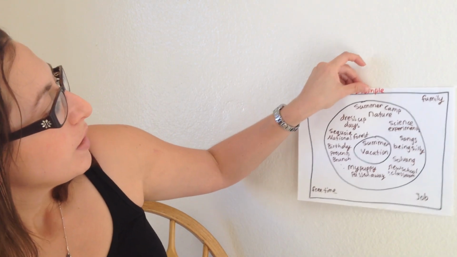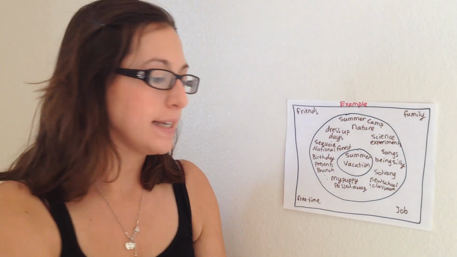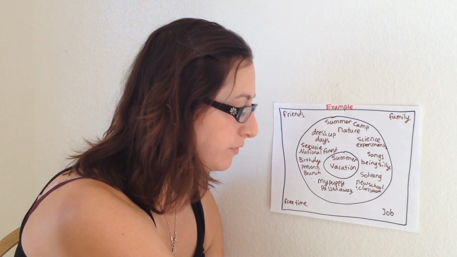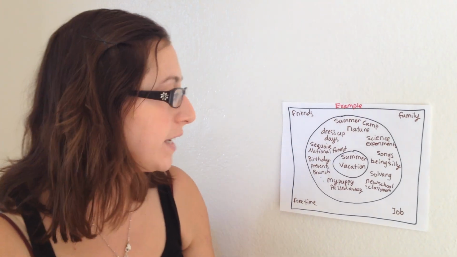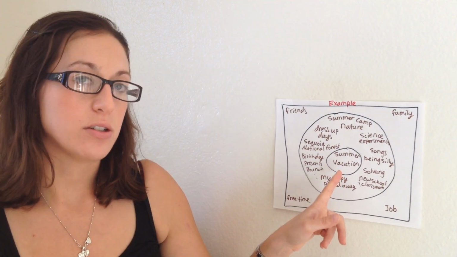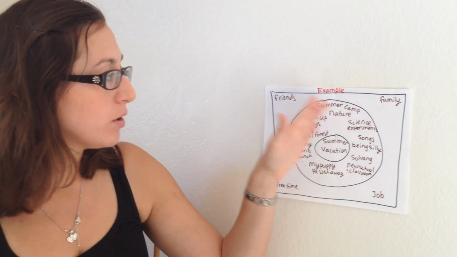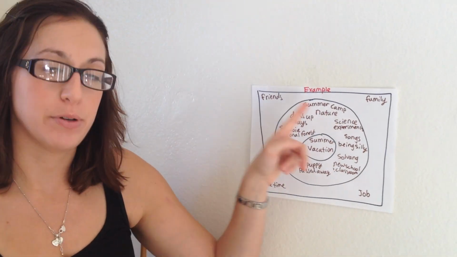Alright, so here's an example that I did about my summer vacation. I could have done it about myself, but I decided to do my summer vacation. So in the center of the circle is my summer vacation, it's the topic, and then on the inside of the bigger circle are all the things that happened during my summer.